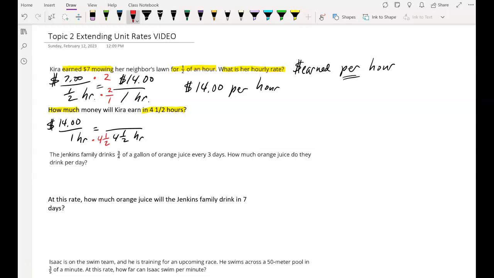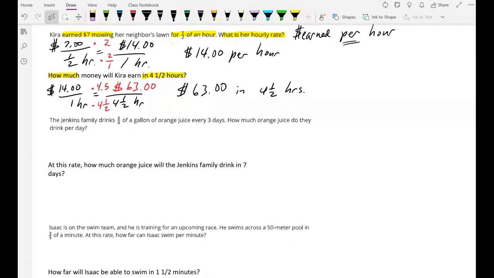And, do we want to multiply that as a mixed number, as an improper fraction, or a decimal? It's entirely up to you how you want to do that, but I'm going to go with 4.5 because I'm multiplying a decimal, which is money, times the 4.5. So 14 multiplied by 4.5 is $63. So in 4.5 hours, $63. So I write it out like this, $63 in 4.5 hours. Perfect, marvelous, wonderful. Okay, let's look at the next question.